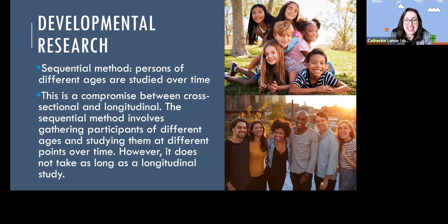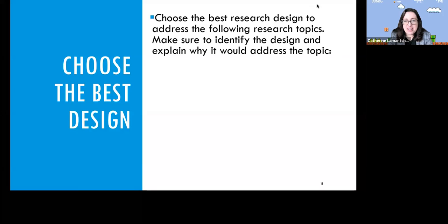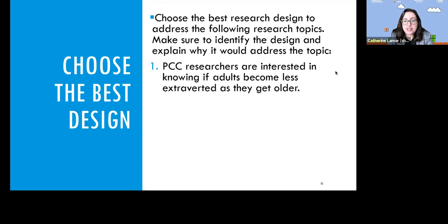All right, so now what I'd like us to do is look at these 3 examples, and I want you to choose the best type of developmental research design. Do you think that in these scenarios, we could answer these research questions with a cross-sectional design, a longitudinal design, or a sequential design? All right. So in example 1, PCC researchers are interested in knowing if adults become less extroverted as they get older. What do you think? Do you think this is best answered with a cross-sectional, longitudinal, or sequential approach?